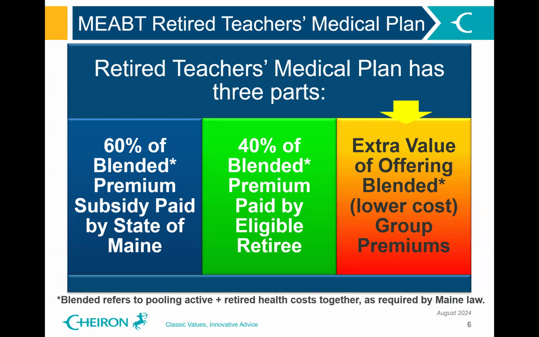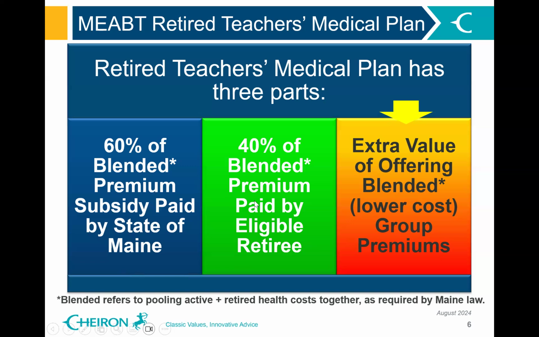The retired teacher's medical plan has 3 parts. 60% of the blended premium is paid by the state of Maine. 40% of the blended premium is paid by the eligible retiree. And a third part, which generates our GASB 75 accounting provisions, is that there's extra value being offered that neither the state nor the retiree are paying, but it's the extra group value that is offered via the MEABT programs.